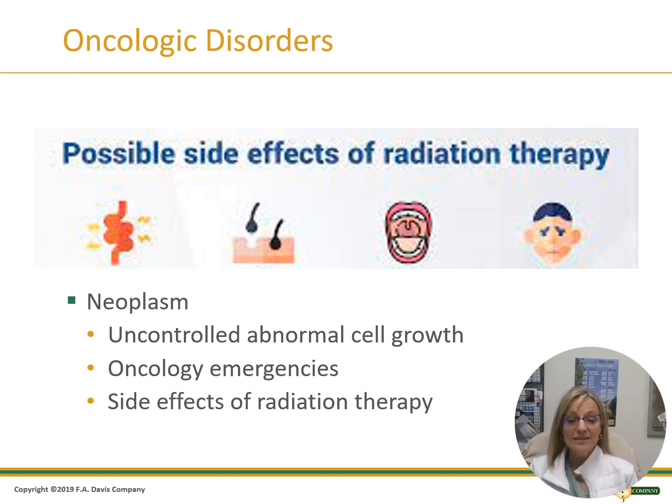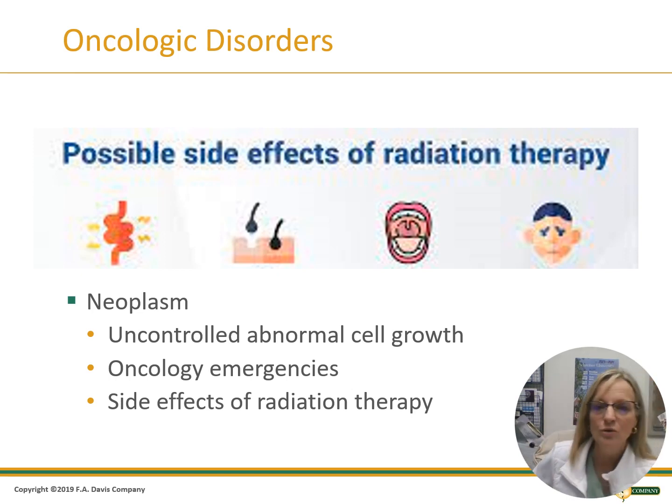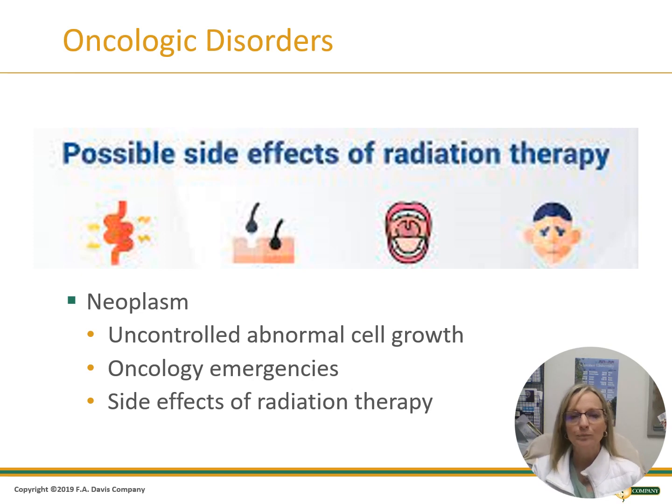A neoplasm is uncontrolled abnormal cell growth, and so the pathophys is a cell just continues to grow and grow and becomes a tumor. Tumors can be benign, which is non-cancerous. They can be malignant, which are cancer. Metastasis is the ability of the cancer cells to invade surrounding tissue or spread to other parts of the body.